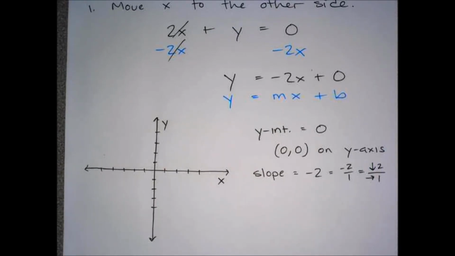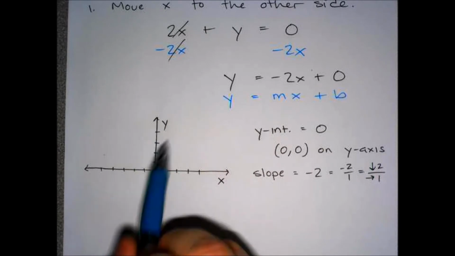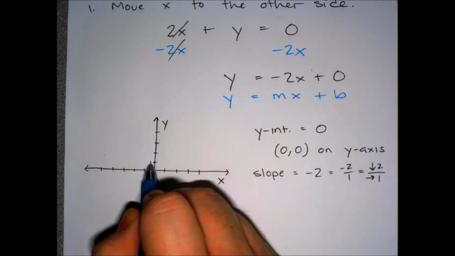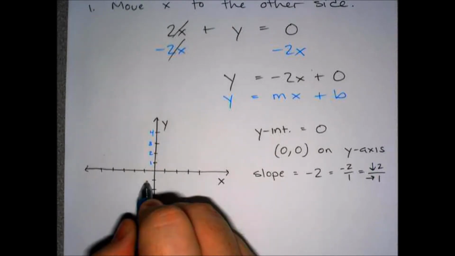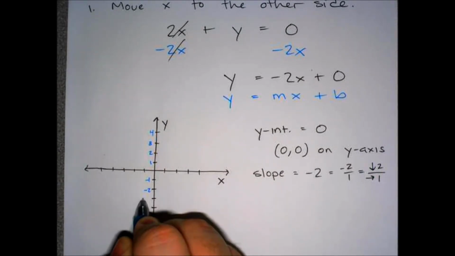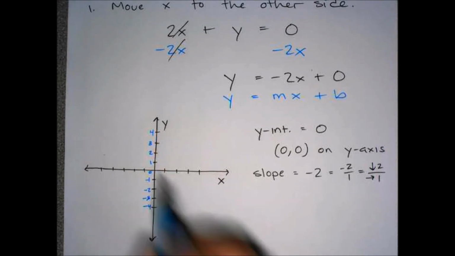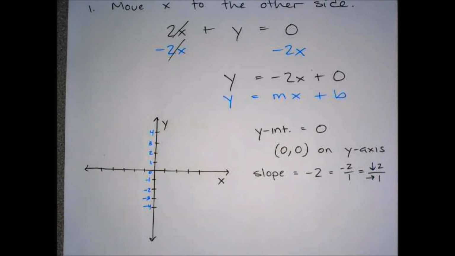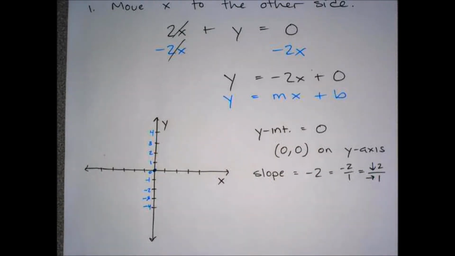Now we're going to plot this. So we said our y-intercept is 0. We have to find 0 on the y-axis. Right here is actually where 1 is, and then that's a 2, that's a 3, and that's a 4. And this right here is negative 1, negative 2, negative 3, negative 4. 0 is right here at the center. So that means we're going to put a point right at 0. That's our y-intercept.